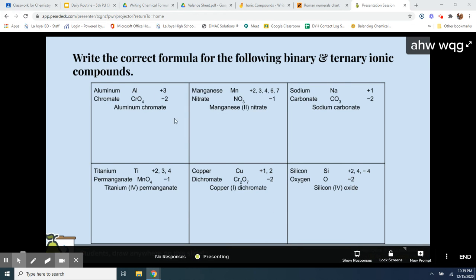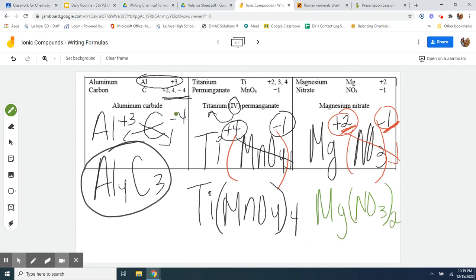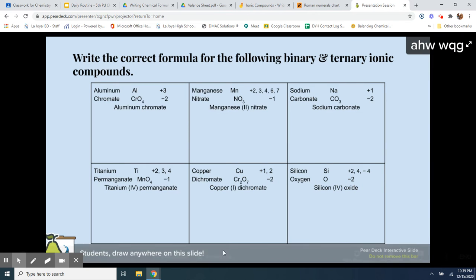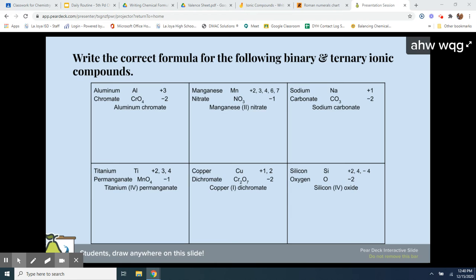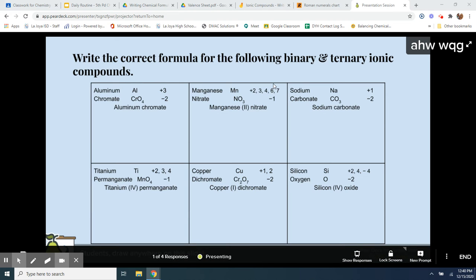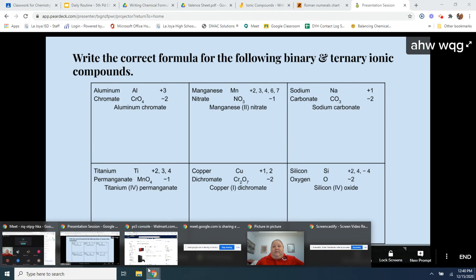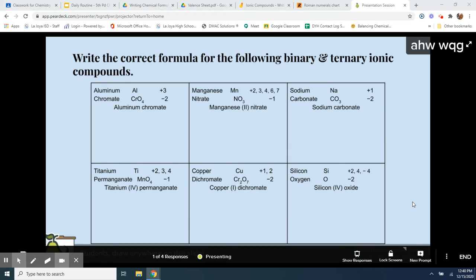Here on Pear Deck, you should be able to type and you should be able to write. If you do not know the formula, at least find the symbol and the charge. If you cannot write the formula, at least show me the symbol and the charges. Go. I need everybody, if you can, to type it on Pear Deck. If not, then wait your turn and help me out when I get to your question.